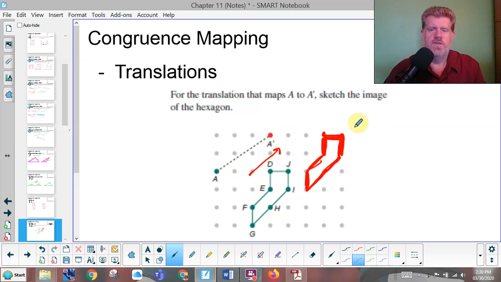Now I'm not going to label all the points, I just want to show you. We call it now J prime, I prime, don't have it here, but H prime, G prime. That means it's a new point.